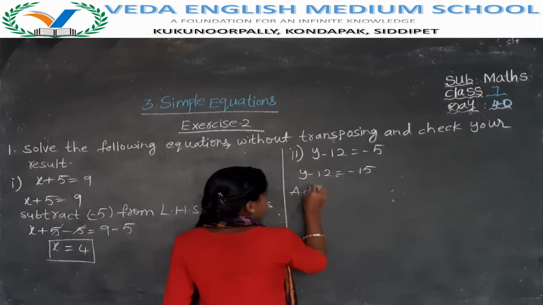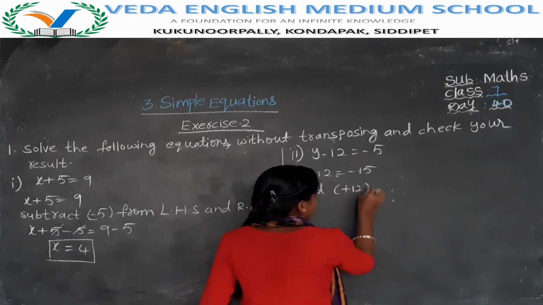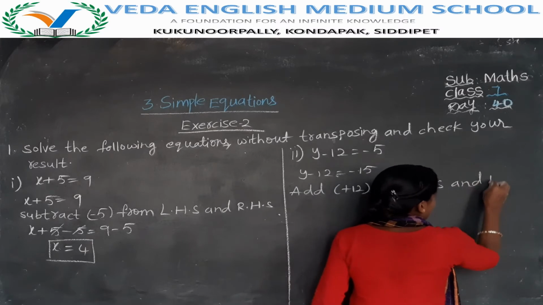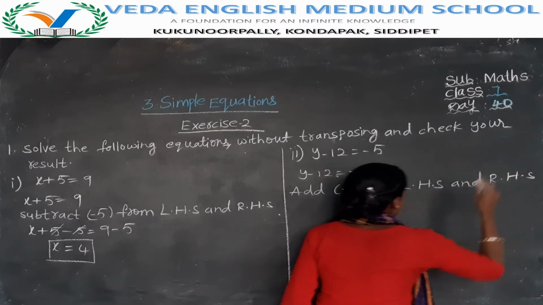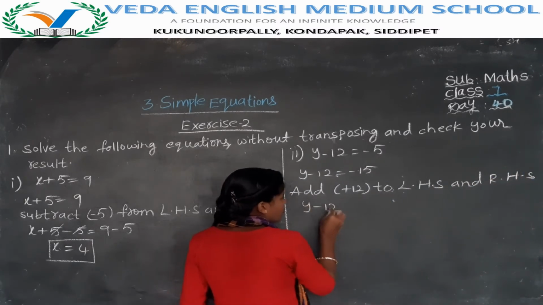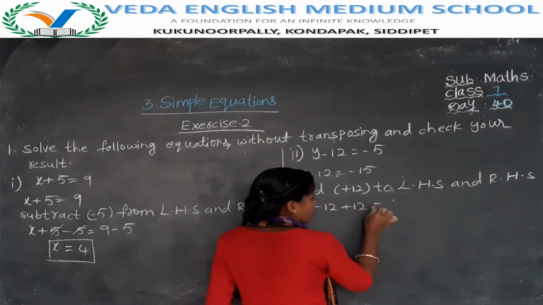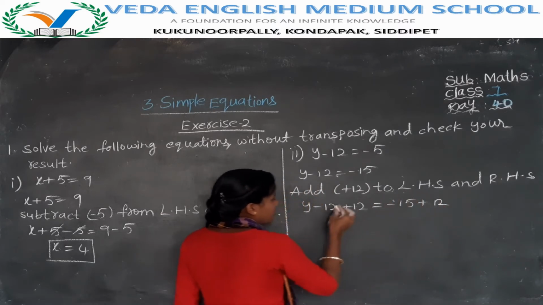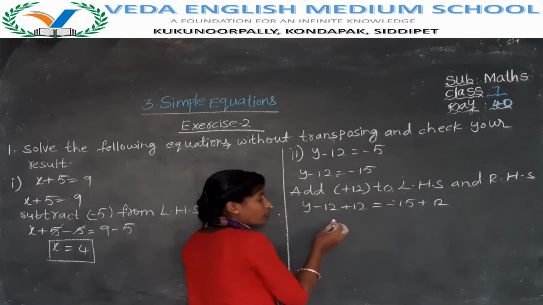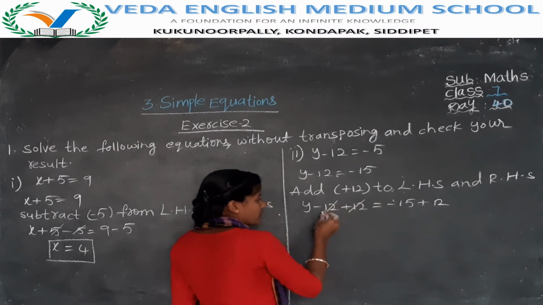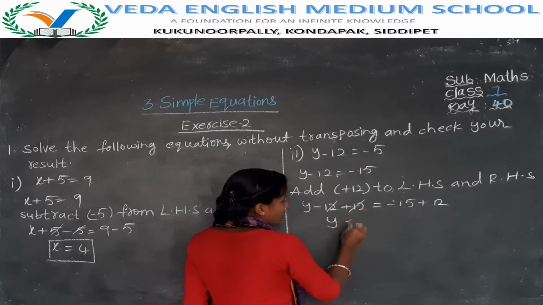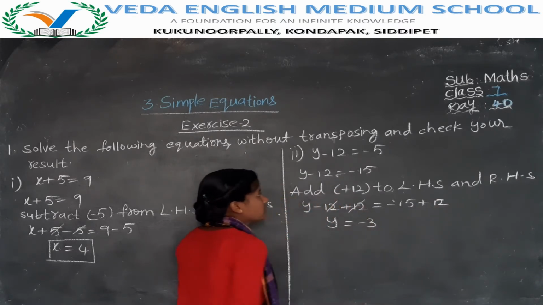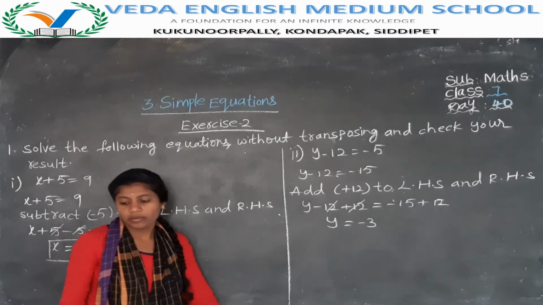Now add plus 12 to LHS and RHS. Y minus 12 we have to add plus 12, minus 5 plus 12. We have to add plus 12 to both LHS and RHS. Now same numbers with opposite symbol, plus 12 minus 12, will get cancelled. Y is equal to minus 5 plus 12. Answer is 7.